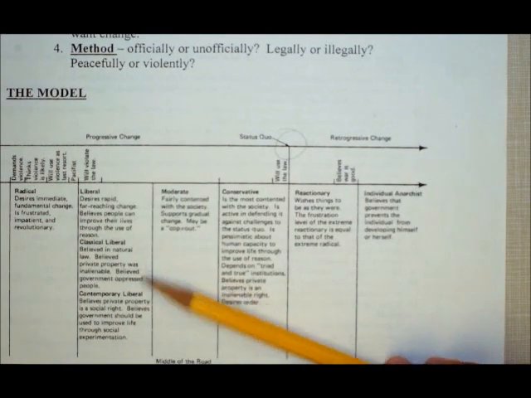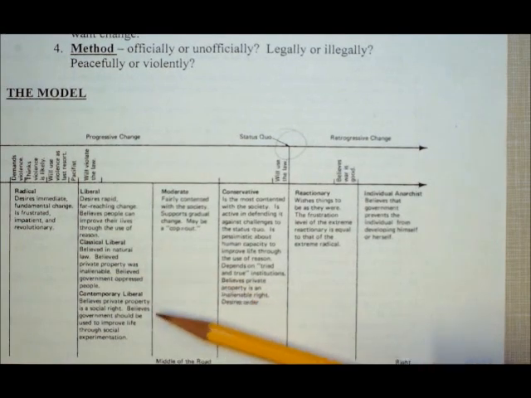But nowadays, a liberal generally believes private property is a social right, believes government should be used to improve life through social experimentation. In other words, they're willing to give the government a little leeway, a little power to try new things in the hopes that they can improve life and society.